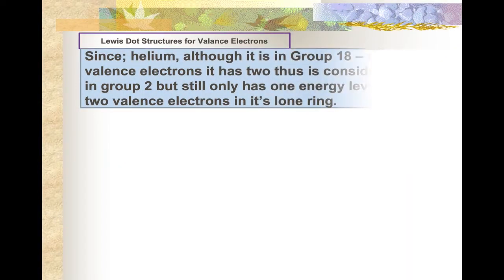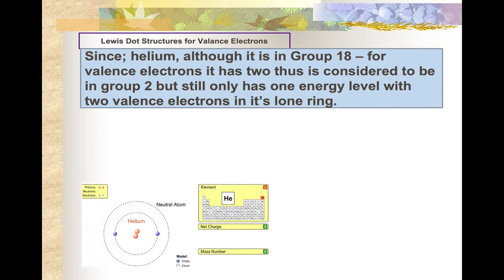Let's take a look at helium. Even though it's in group 18 on the far side of the periodic table, in terms of valence electrons, it should be over in group 2 because it only has 2 electrons. And it still, like hydrogen, only has one energy level, one ring. But that ring has 2 valence electrons on it, not one. So there's helium in the periodic table. And for this case, we're going to move it over here where it's in group 2 because it has 2 electrons. And there's helium. I left the neutrons out on purpose.